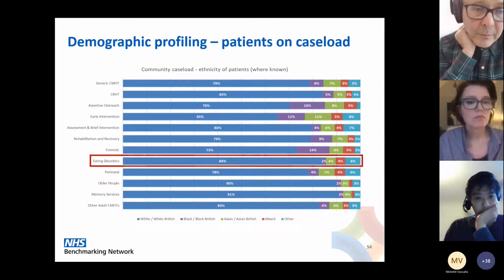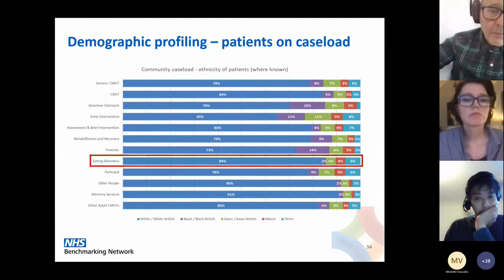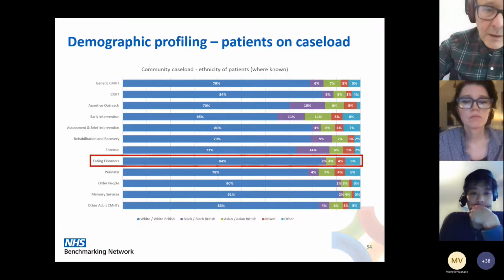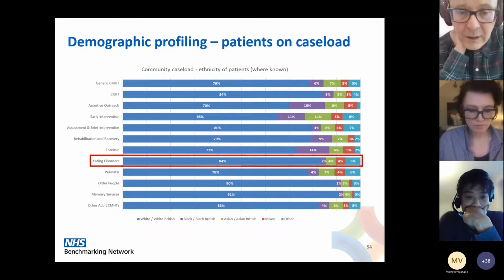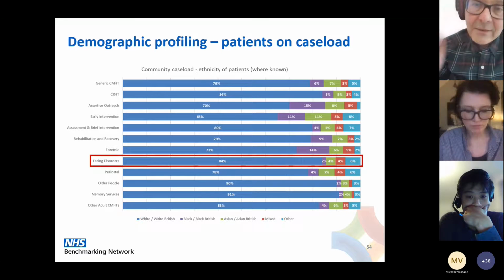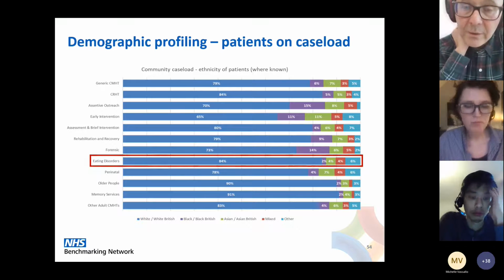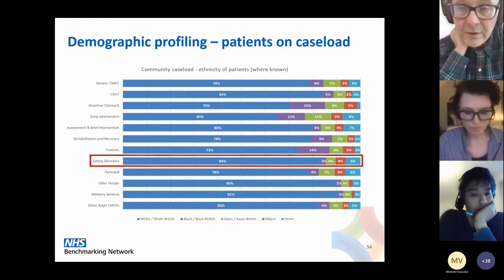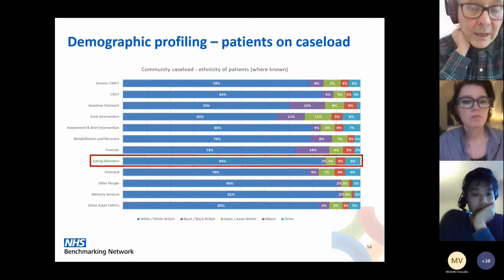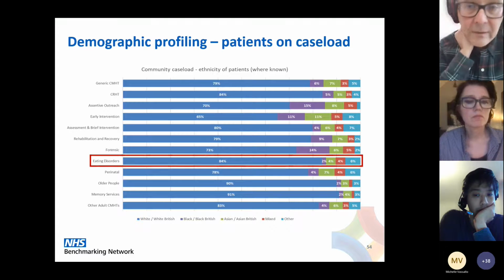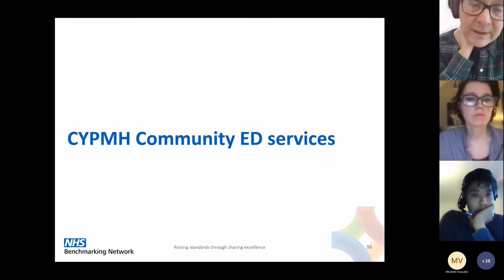And this is the demography. So we don't have a huge amount of diversity actually within the eating disorder cohort. It tends to be white British people who are on caseloads. So it's very different from the other psychiatric specialties. So I think the question we need to ask ourselves here is, are services inclusive enough? And I'm sure Agnes and team from Oxford would give us a view on that, about the cohorts that they see within services.